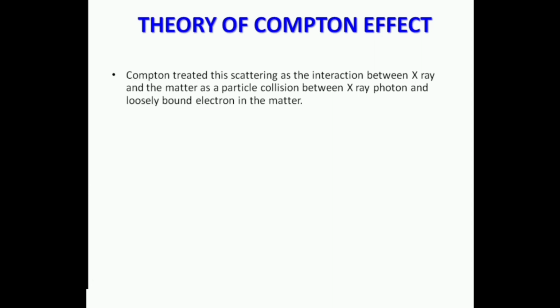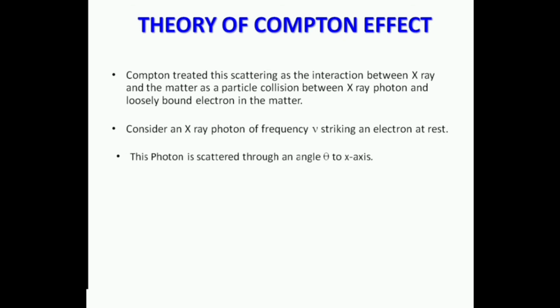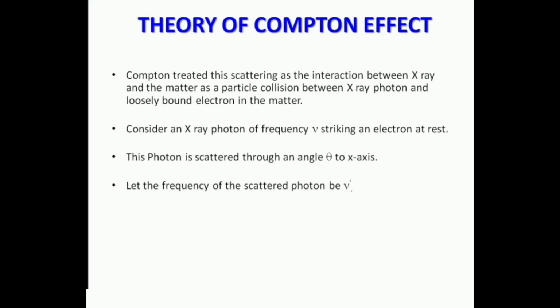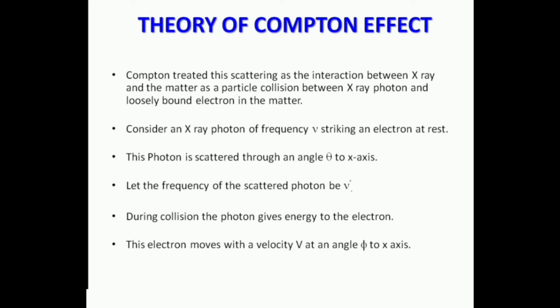Compton treated this scattering as the interaction between an X-ray and matter as a particle collision between an X-ray photon and a loosely bound electron in the matter. Consider an X-ray photon of frequency nu striking an electron at rest. This photon is scattered through an angle theta to the x-axis. Let the frequency of the scattered photon be nu prime. During collision, the photon gives energy to the electron. The electron moves with a velocity v at an angle phi to the x-axis.